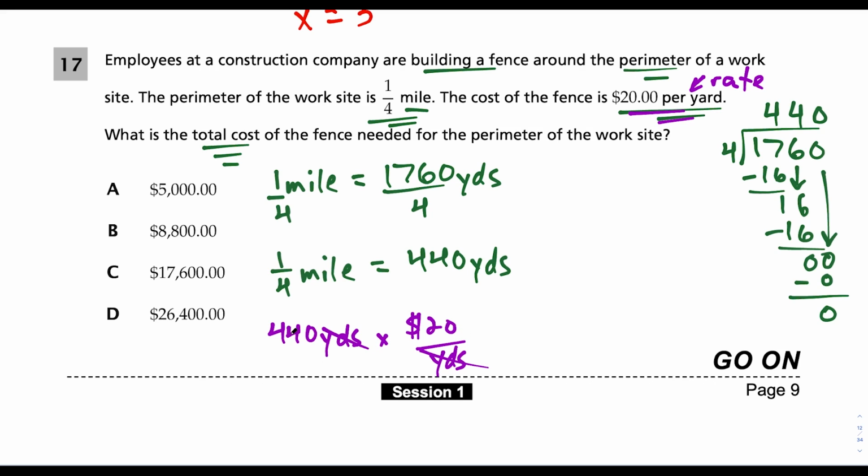So that would tell us we would have 440 times 20. And for that, if I'm doing that in my head, 44 times 2 is 88, and I have 2 extra zeros, so it'd be 8,800 like this. So I'm seeing right away that this is going to cost $8,800. Choice B would be our solution.